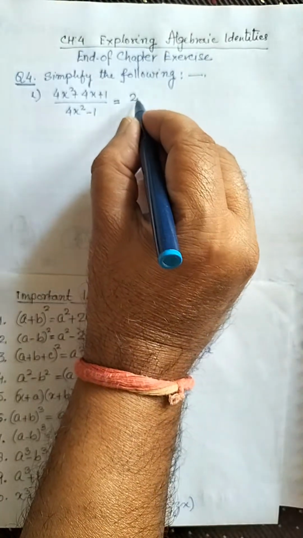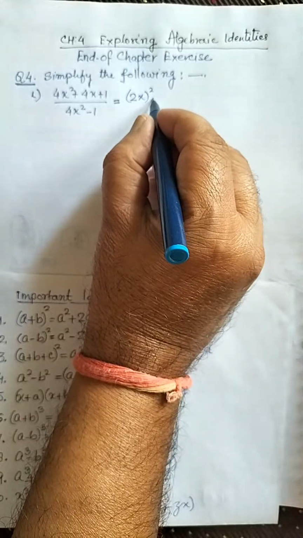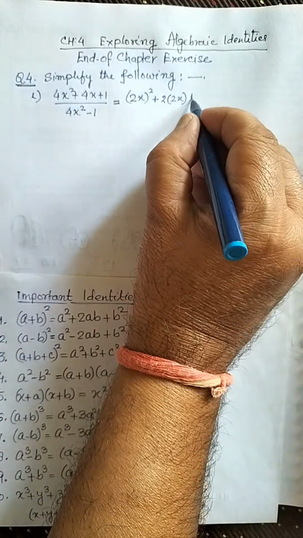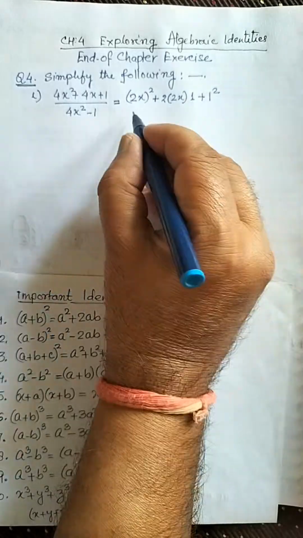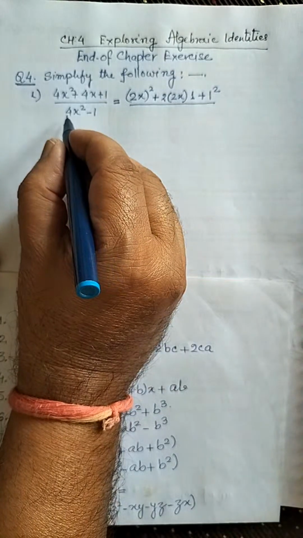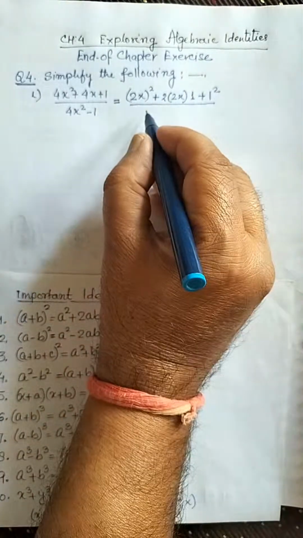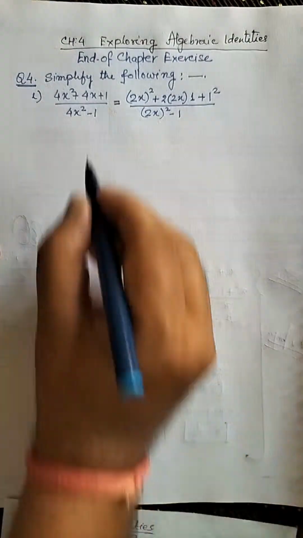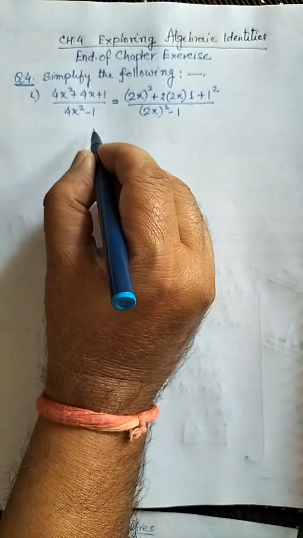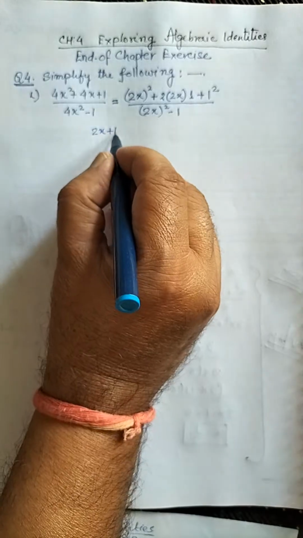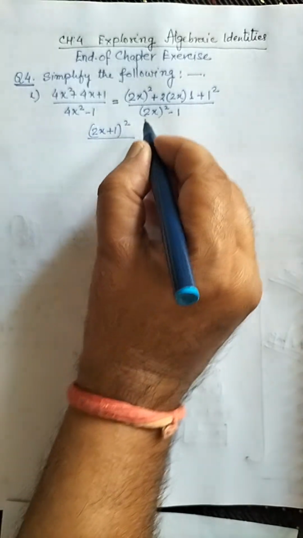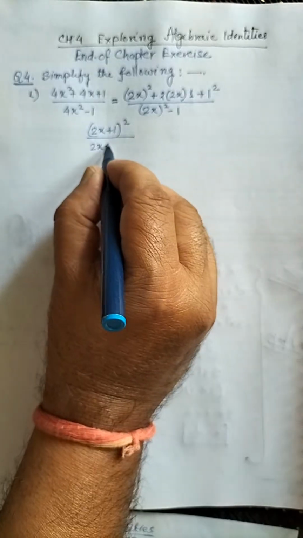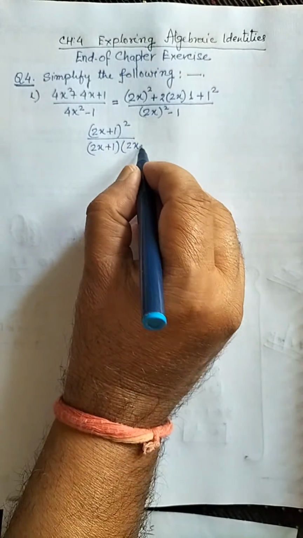So this I will write as (2x) the whole square plus twice of 2x multiplied by 1 plus 1 square. And in the denominator, very clearly you can resemble it with a square minus b square, so I'll write it as (2x) the whole square minus 1. The next step, it becomes (a plus b) whole square, so I'll write the numerator as (2x plus 1) the whole square, and the denominator is (a plus b) into (a minus b). That is (2x plus 1) and (2x minus 1).